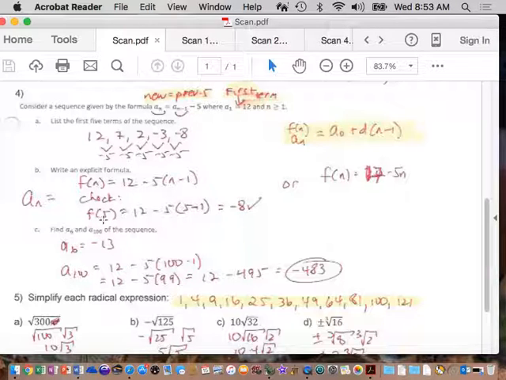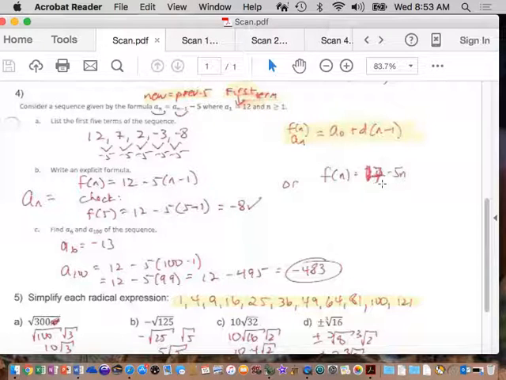So now I'm going to check my fifth term, and I'm going to make sure I get my fifth term in the sequence right here. So if I plug in a 5, 5 minus 1 is 4, negative 5 times 4 is negative 20, 12 minus 20 is negative 8. Bam! I got it right! All you need to do is a quick mental check.